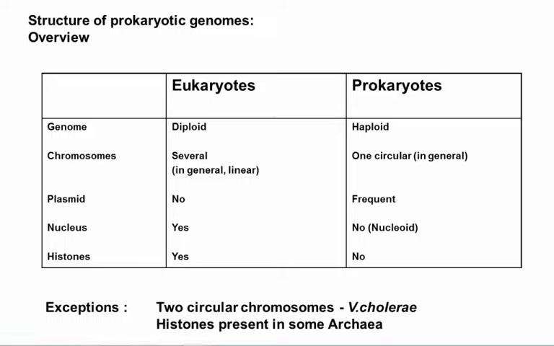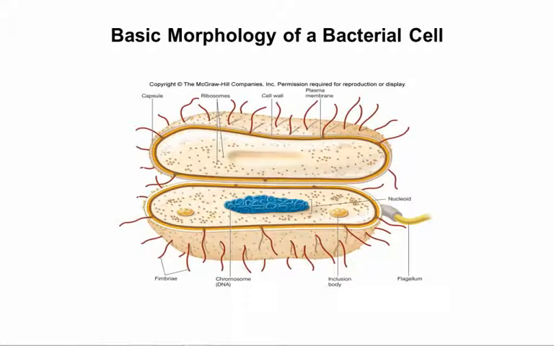Anyway, some types of archaea have histones. Okay, so this is just a bit of a resume of all of that. This is what a bacterial cell kind of looks like.